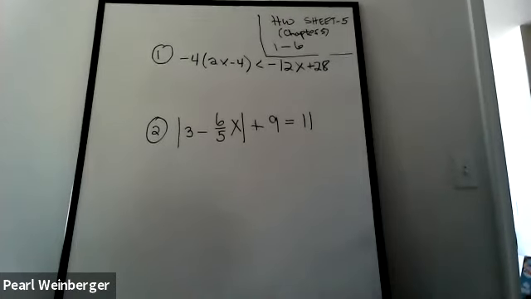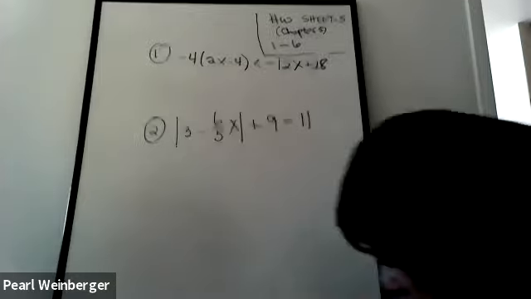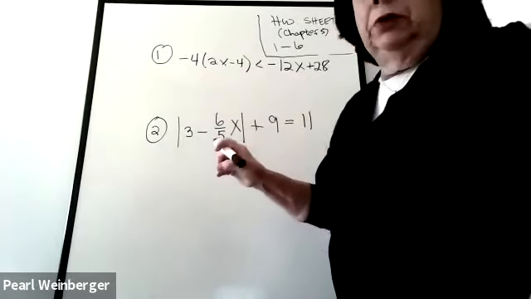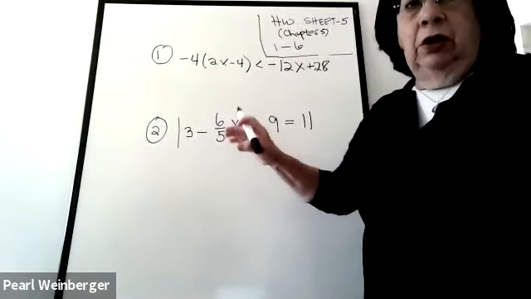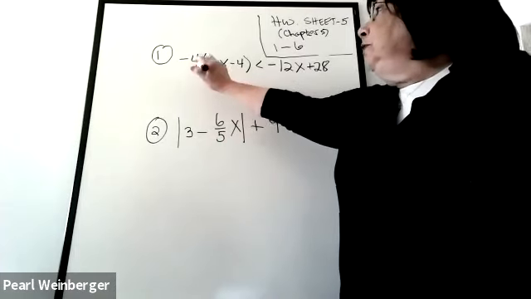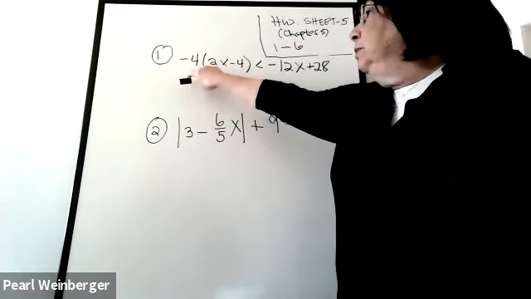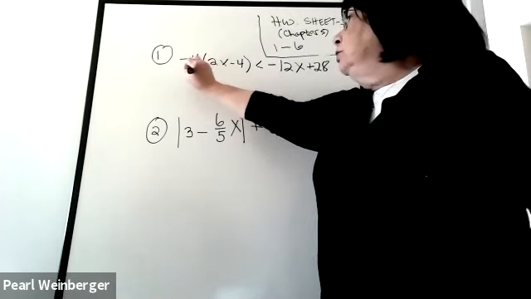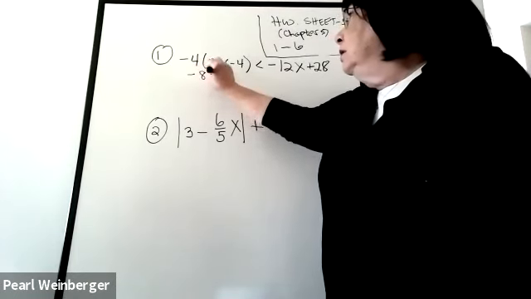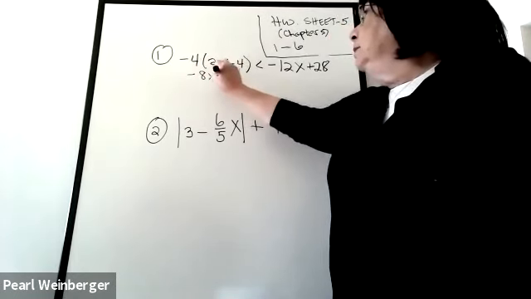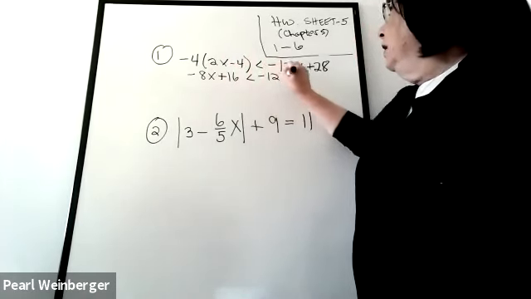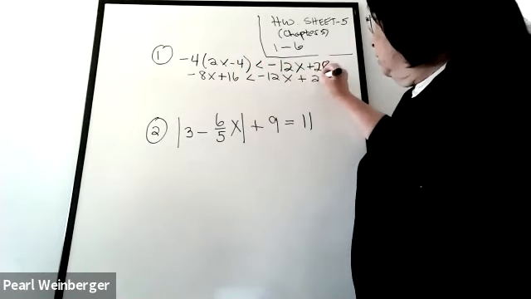To get started on working these together, looking at this first example, solving an inequality is very similar to solving an equation. We do the same steps. We first remove the parentheses, so we're going to multiply everything by -4 using the distributive property. -4 times 2x is -8x. -4 times -4 is positive 16. And that'll give us -12x plus 28.